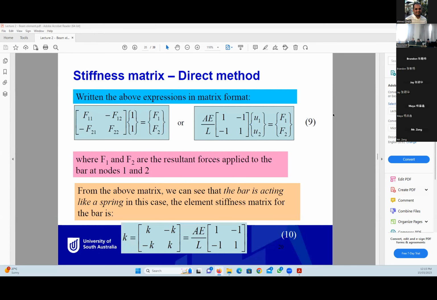So again, the last part of our session was how to derive the stiffness matrix for a truss using the direct method. And finally, we got the stiffness matrix of a truss element as K equals AE by L times [1, -1; -1, 1]. So for a truss element, the stiffness matrix is 2 by 2, and these are the values of the stiffness matrix of a truss.